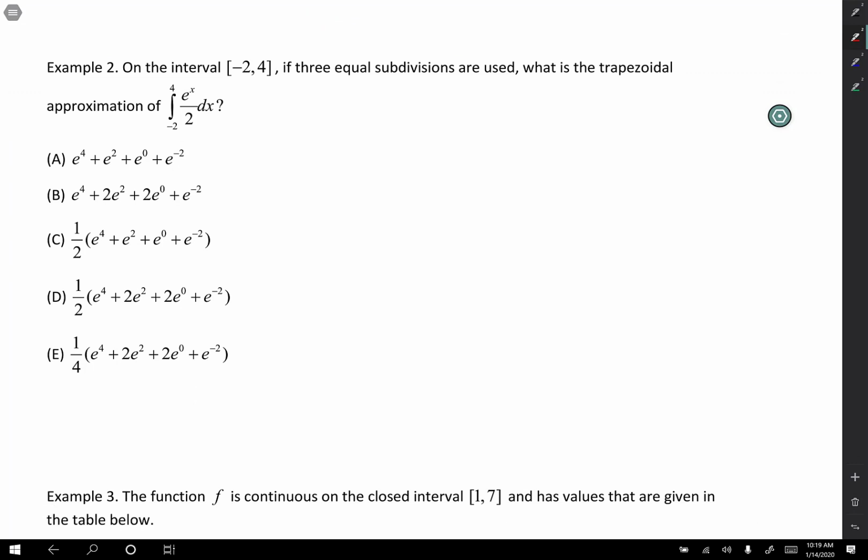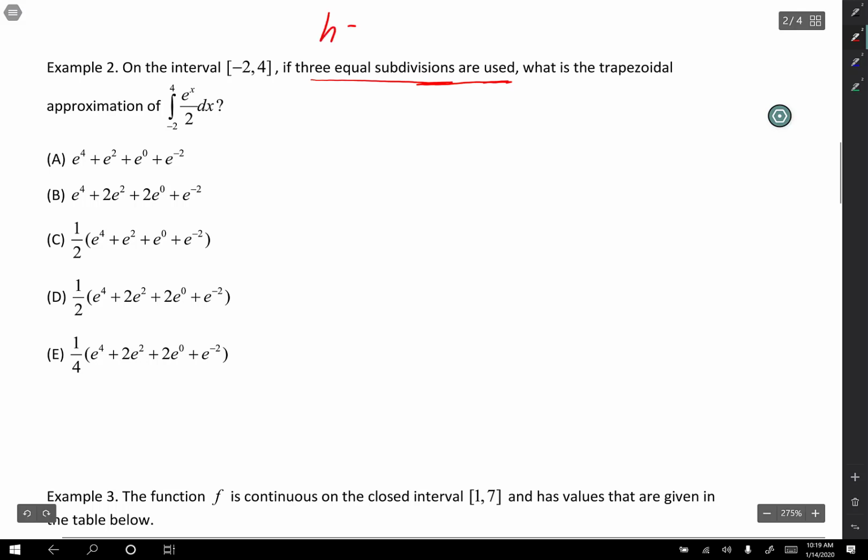I think I stole this one from an AP exam, or I might have stolen it from the textbook. I don't remember. All right. On the interval -2 to 4, if 3 equal subdivisions are used, what is the trapezoid approximation? Before I get started, can I use the trapezoidal formula? Yes, because I have equal subdivision.